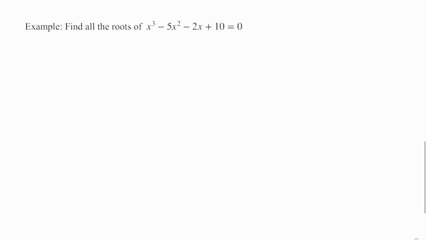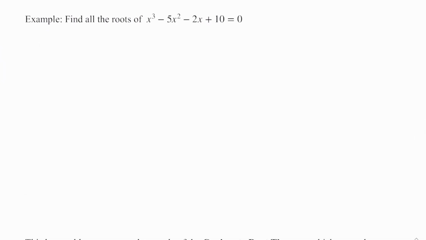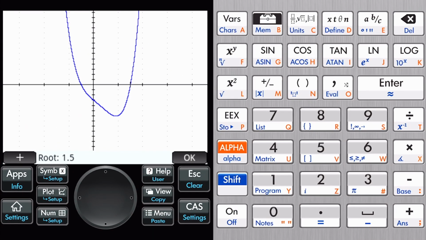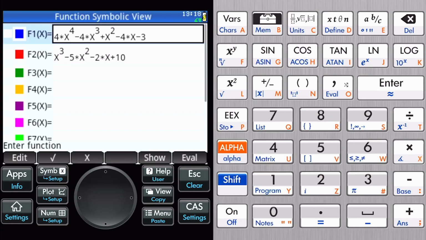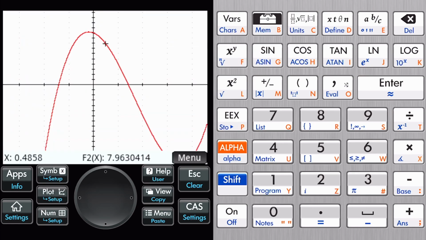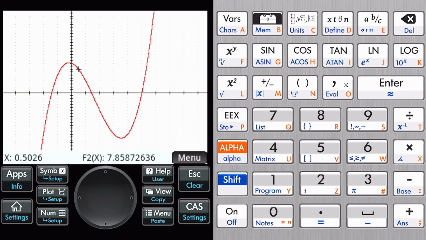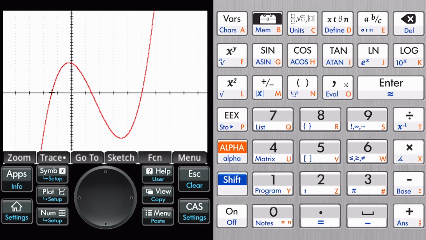Let's take a look at an example here. We have x cubed minus 5x squared minus 2x plus 10. So let's actually first graph this and see what we have going on here. I will take off this graph, put on this one. So here, hopefully I can zoom. Yep, great. Here is the graph of the function I'm working with here. There look to be 3 roots. I'm not sure if these first 2 are going to work for us. Let's see what they are. Menu, FCN, root.